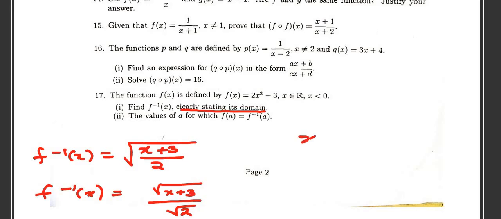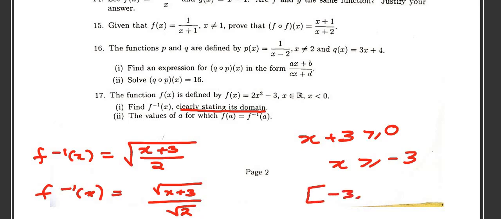We're just saying, provided x plus 3 is greater than or equal to 0, then we are okay with it. So x is greater than or equal to -3. It can become 0, because if this whole thing becomes 0, 0 divided by root of 2 is just 0, right? So meaning the domain of the inverse is from -3 up to positive infinity. This is what you get as the domain, so it answers part 2.